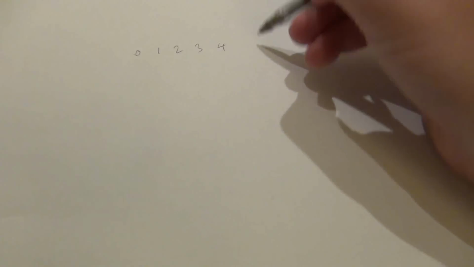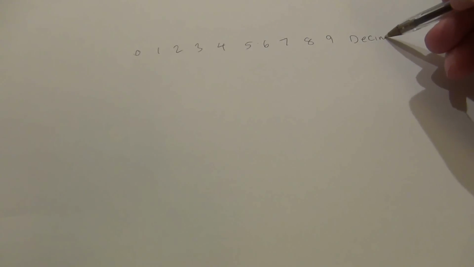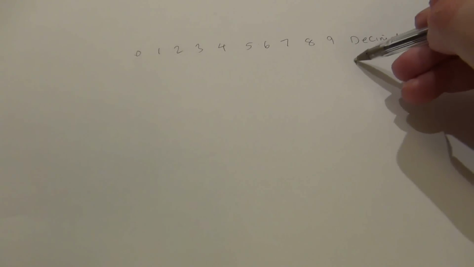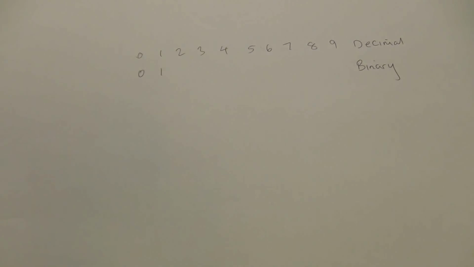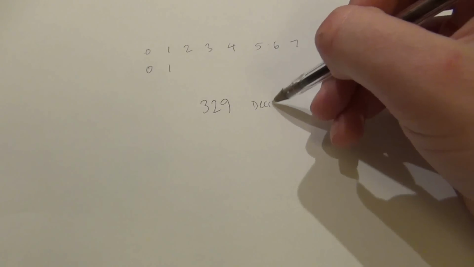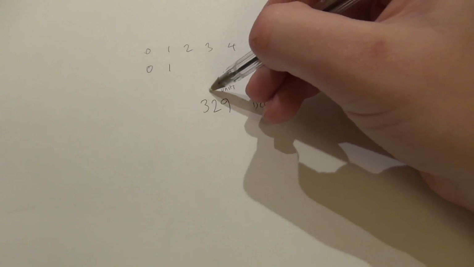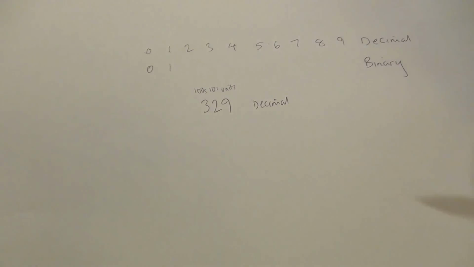So in normal decimal numbers, we have the digits 0, 1, 2, 3, 4, 5, 6, 7, 8, and 9. That's in decimal. So binary, well, that's base 2, so we actually only have two possible digits, a 0 or a 1. So when you construct a number like 329 in decimal, what you're saying is there's 9 units, these are tens, and these are 100s. Okay?